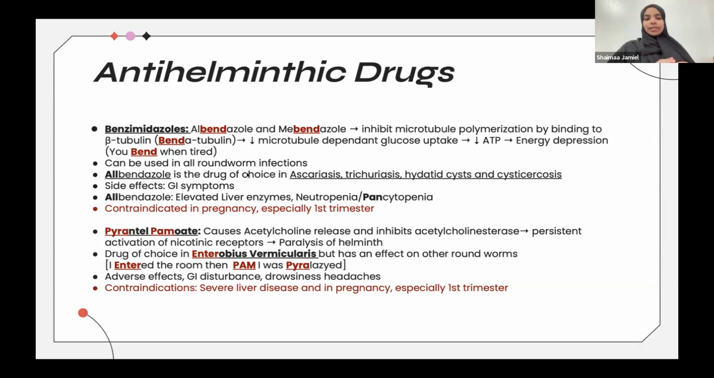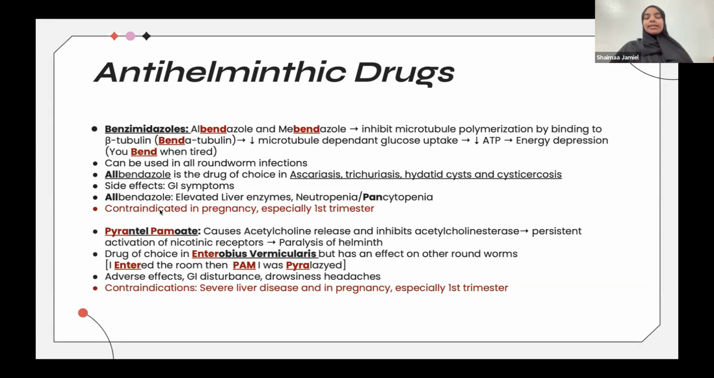Side effects: always think of GI. However, albendazole has elevated liver enzymes and neutropenia or pancytopenia. Maybe pan is also albendazole, right? Okay, so pancytopenia and elevated liver enzymes.